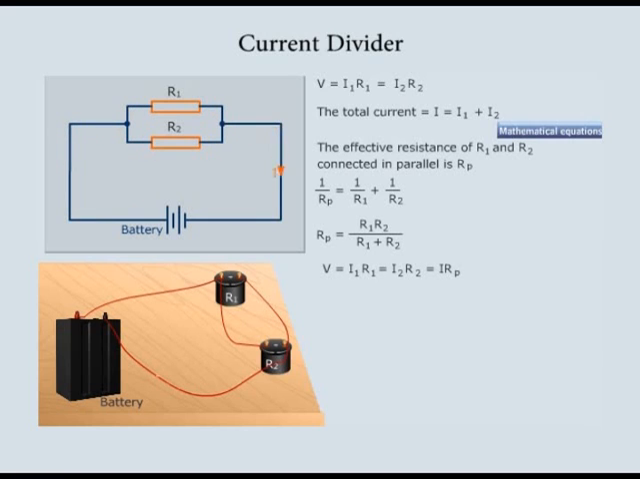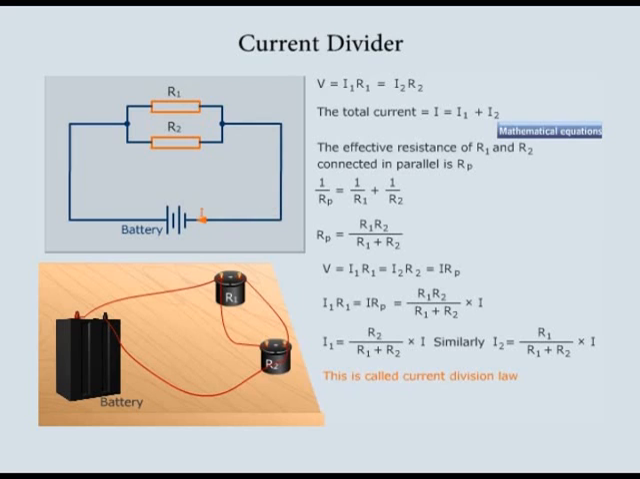V = I1R1 = I2R2 = IRp. I1R1 = IRp = R1R2/(R1 + R2) × I. So I1 = R2/(R1 + R2) × I. Similarly, I2 = R1/(R1 + R2) × I. That is, current through one branch is equal to the resistance of the other branch times the total current divided by the total resistance. This is called current division law.